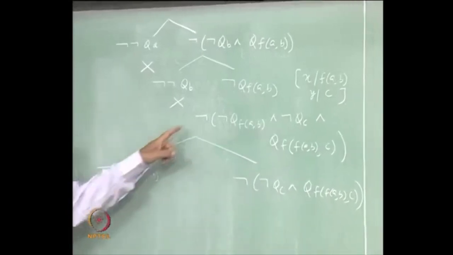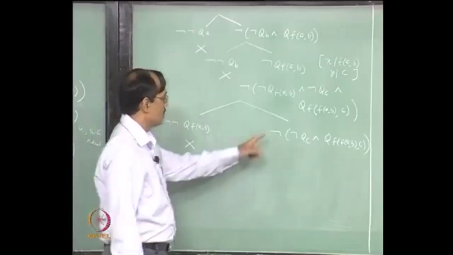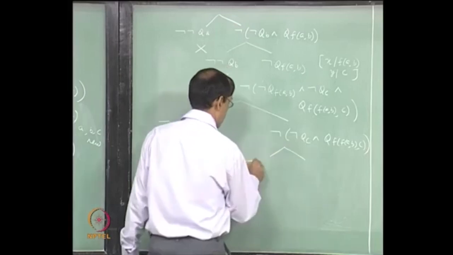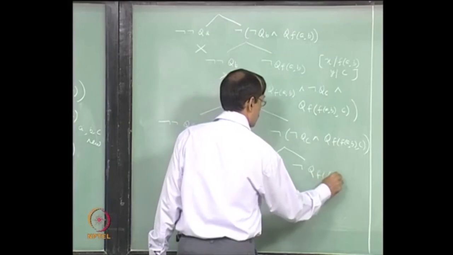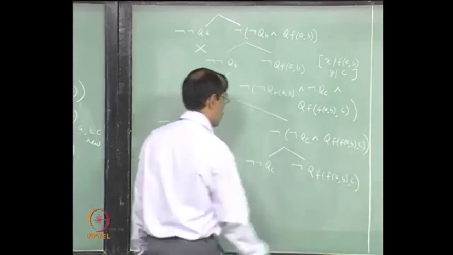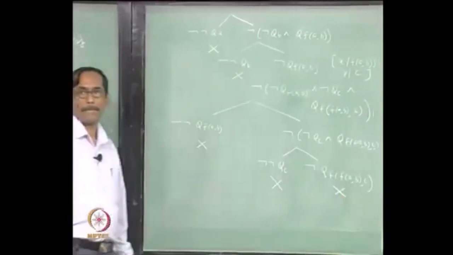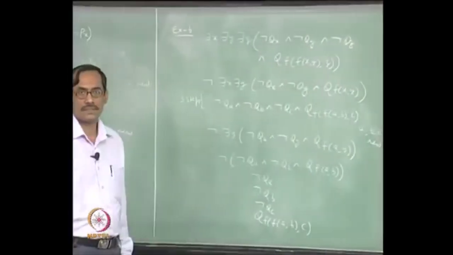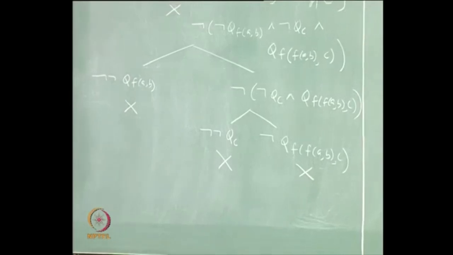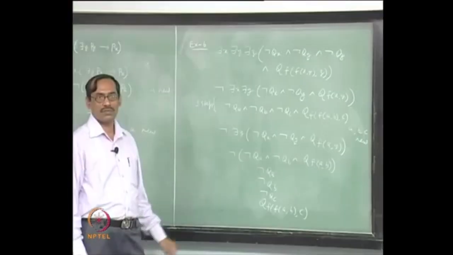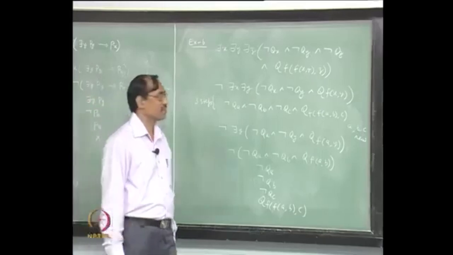So, this branch closes because you have not q f of a b. Now, this gives rise to two branches again, not not q c, not q f of a b c, and we have not q c. So, that closes, this also closes, right. So, see the meaning of reuse. In fact, by the rules we should write it, we are not rewriting it. We know it is universal, so we will try to reuse it.